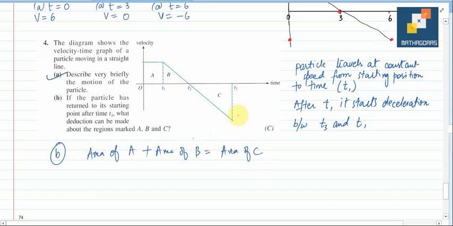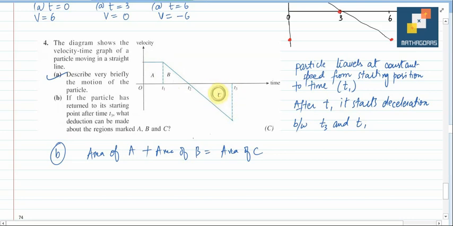And why are we talking about area? Because in the velocity time graph, distance is basically the area under the curve. Alright. So to find the distance of A, we simply need to find the area of this shape. If we find the distance of B, then we need to find the area of the triangle, and simply the area of C represents the distance traveled in region C.